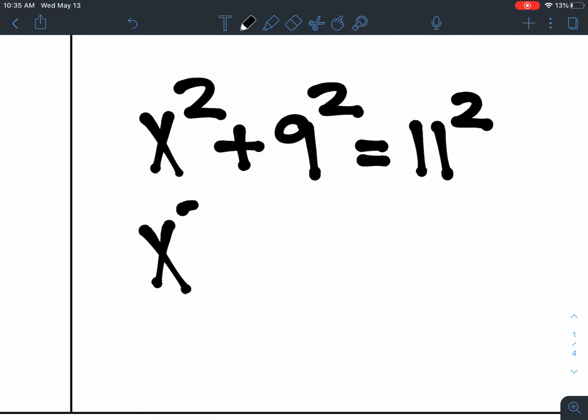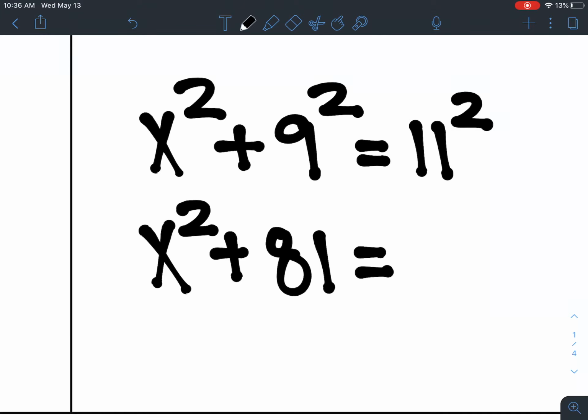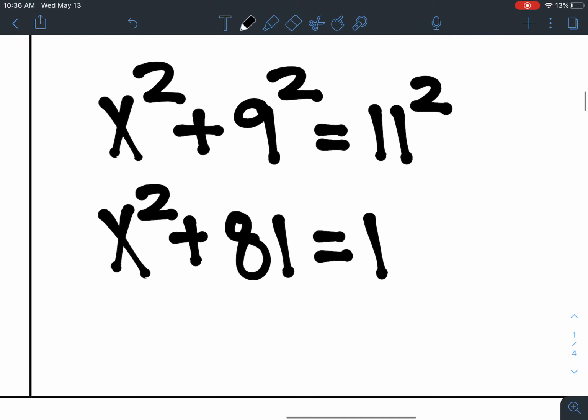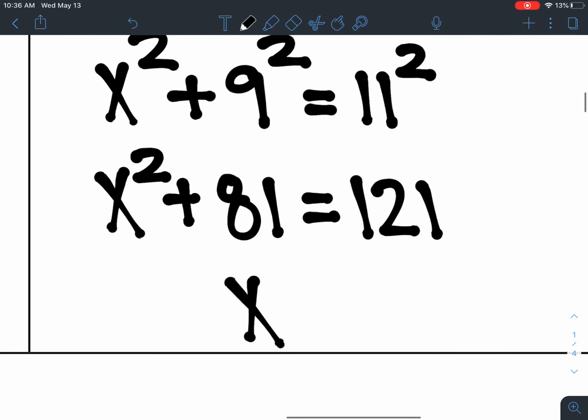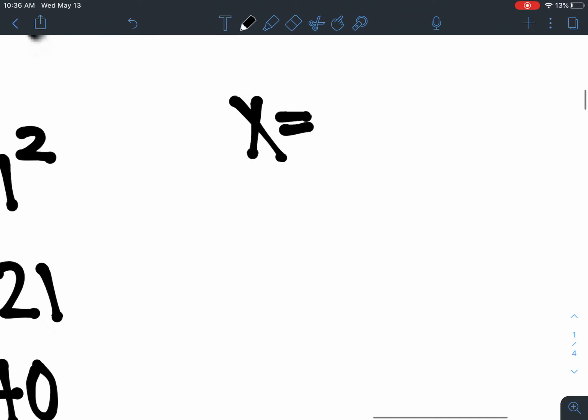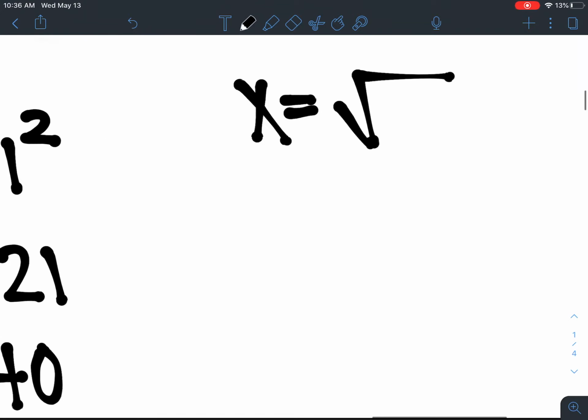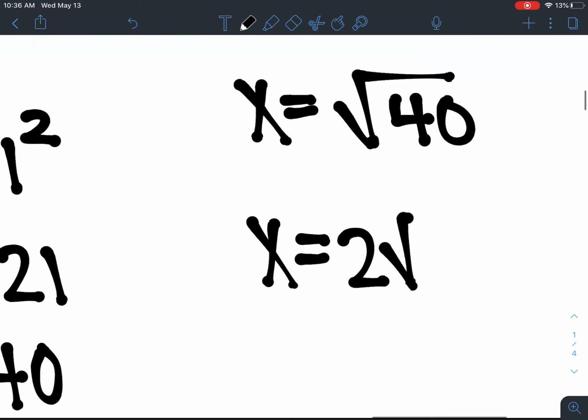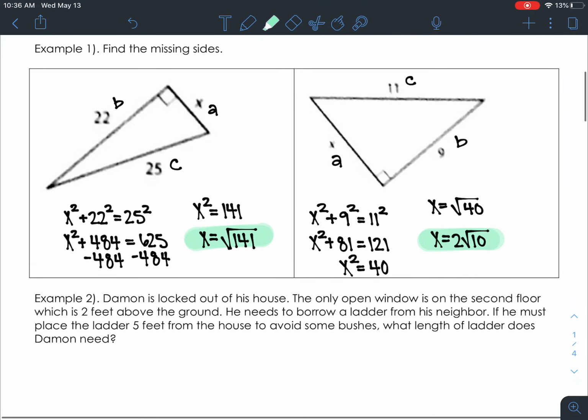x squared plus 81 is equal to 121. Let's subtract the 81, and we're going to get 40. So we get x squared is equal to 40. x is equal to the square root of 40, which breaks down into x is equal to 2 times the square root of 10. And that's our final answer. If you can break it down, I expect that you're going to break it down.